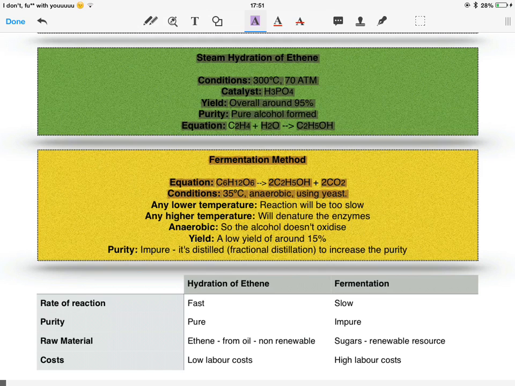The reason we use this temperature and not any lower is because any lower and the reaction will be too slow. Any higher temperature will denature the enzymes, and obviously that's not going to be any use. The reason we do it anaerobically is so the alcohol doesn't oxidize, and the yield for this process is only a low yield of around 15%. And in terms of purity, it's also impure. So what's done is it's distilled using fractional distillation to increase the purity.